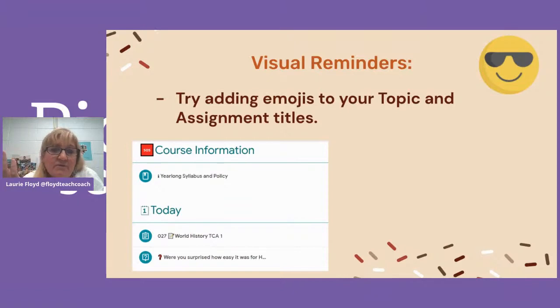And my last recommendation is to try adding emojis to your topics and assignment titles. I work on a Windows computer, so if I just right click, emojis come up, and then I can add those to my titles. If you don't have a Windows or your computer doesn't do that, you can always have emojis saved on a Google Doc that you just copy and paste in to add what you use most often to just consistently help your kids.